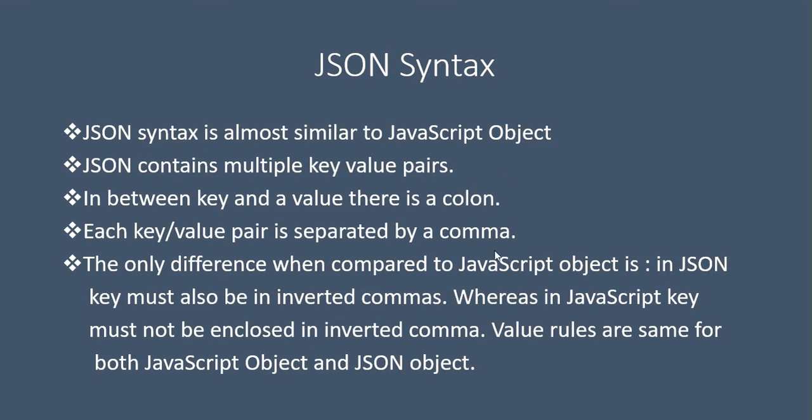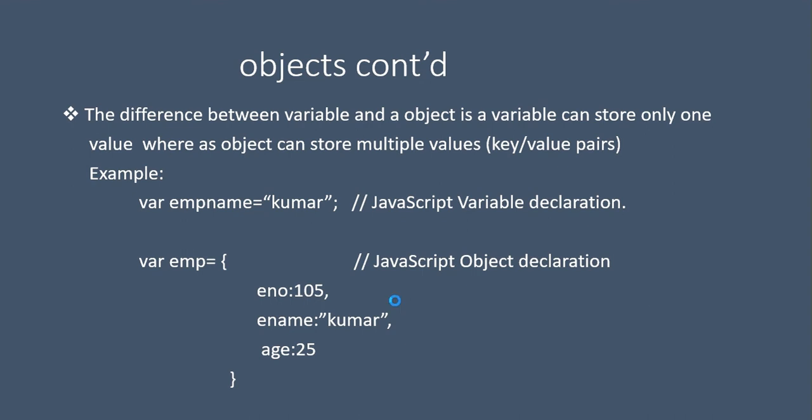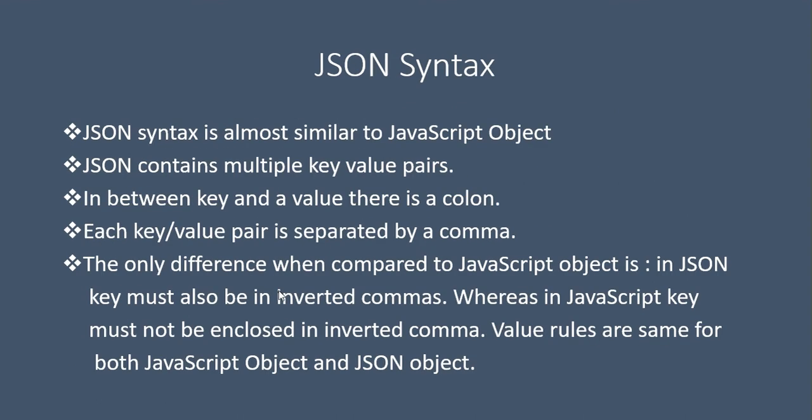JSON syntax is almost similar to a JavaScript object. JSON contains multiple key value pairs, same like an object. In between key and value there is a colon. Each key value pair is separated by a comma, same like an object. The only difference when compared to a JavaScript object is that in JSON the key must also be in inverted commas. See here, in objects the keys are not enclosed in inverted commas. Coming to JSON, the key must be enclosed in inverted commas. The value rules are the same. For example, if the value is a string, then the value will be enclosed in double quotes.